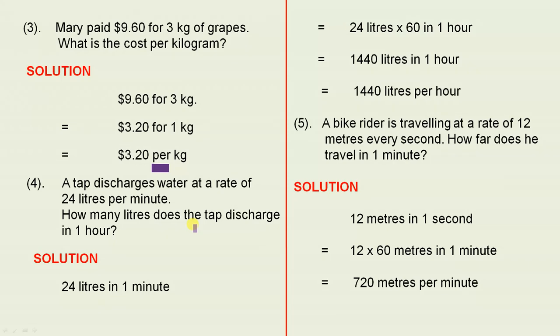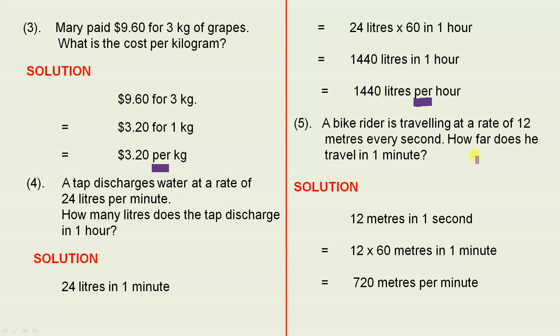Number 4, a tap discharges water at a rate of 24 litres per minute. How many litres does the tap discharge in 1 hour? So we have 24 litres in 1 minute. So if we multiply the 24 litres by 60, that gives us the amount in 1 hour because there are 60 minutes in an hour. So if we multiply those two numbers together, that gives us 1,440 litres in 1 hour, which is 1,440 litres per hour.